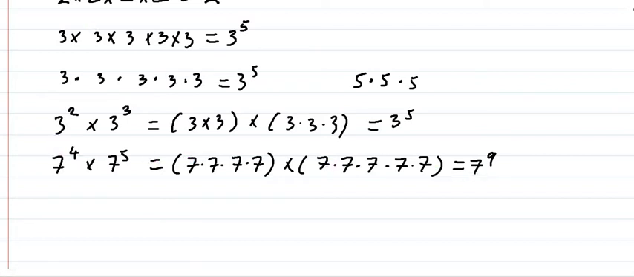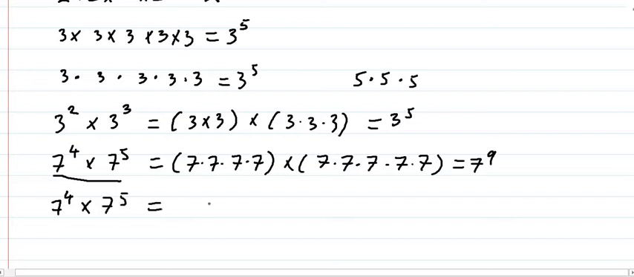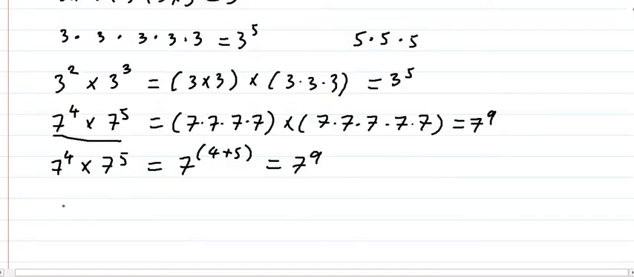So we can now write this out in a slightly quicker way. I can write out this problem here as the following: 7 to the power of 4 times 7 to the power of 5 equals 7 to the power of 4 plus 5, which gives me 7 to the power of 9.